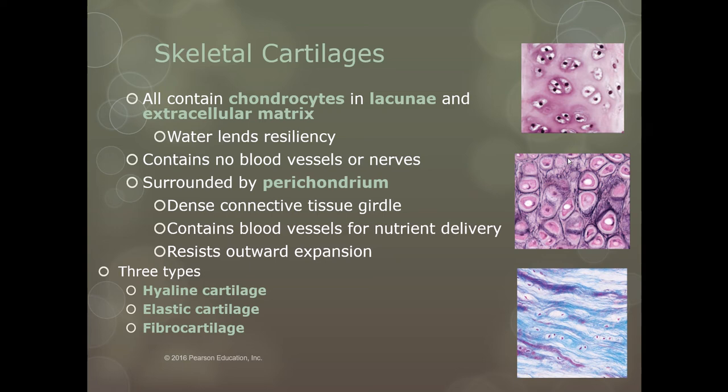Water is one of our survival needs. That water lends a lot of resiliency to the skeletal cartilages. They are able to take abuse pretty well. That's actually a really good thing that they're really resilient, because they don't have any blood vessels, and without blood vessels, they don't repair so well. So when you damage your cartilaginous tissues, it's tough to get those to repair because they don't have any blood vessels. They also don't have any nerves either.